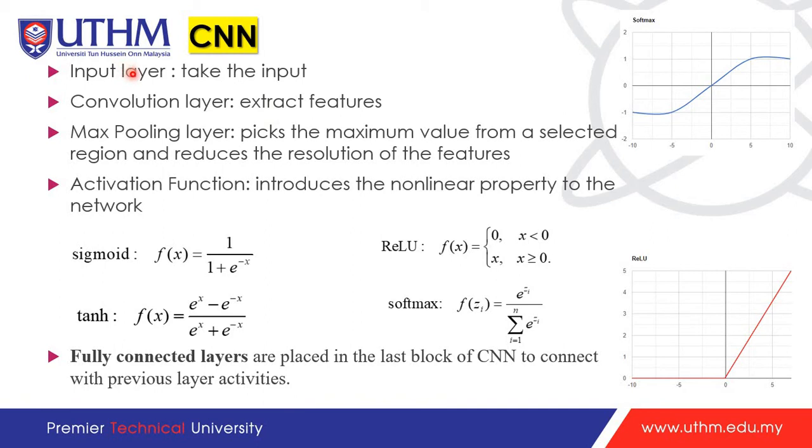We are extracting the input layer, convolution layer, max pooling layer, and activation functions, which exist to introduce the nonlinear property to the network. These are some common activation functions: sigmoid, tanh, ReLU, softmax. This is a graph of ReLU. This is a softmax.